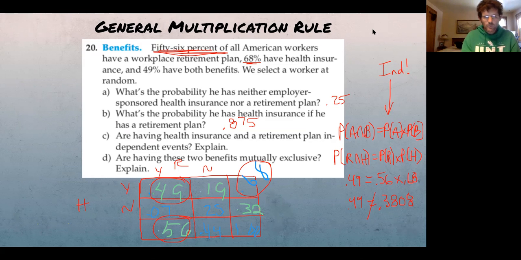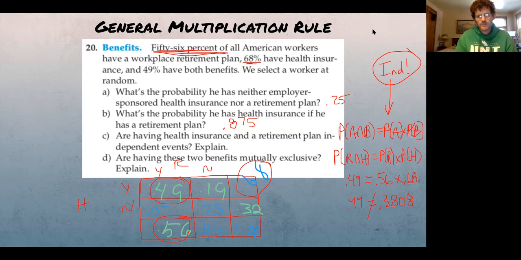So remember, the question to ask yourself is, if things are independent, I'm going to come back to mutually exclusive. But for independent, the idea is, does having the first event happen change the probability of the second event? And we can see you're more likely to have health insurance if you have retirement. All right, so that does change the probability. If one is true, then the other is more likely to be true. So they're not independent.